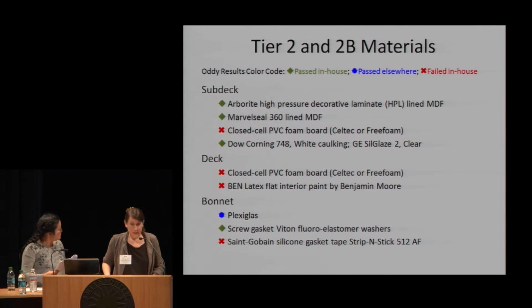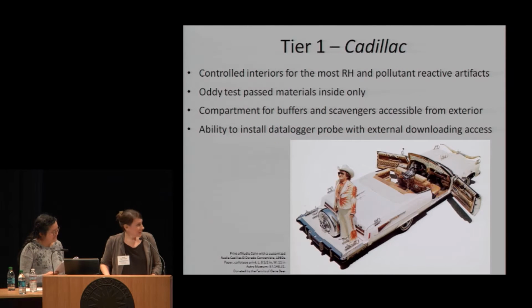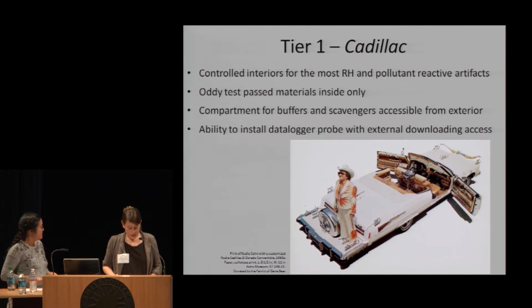Okay, so ready for Tier 1? The Cadillac. So Tier 1 has all the benefits of the Tier 2 with the added advantage of containing only Oddy pass materials. The silica and activated carbon compartment also has room for the placement of a data logger probe. In the Empire and Liberty exhibition, Tier 1 was reserved for key loan objects requiring strict environmental parameters.